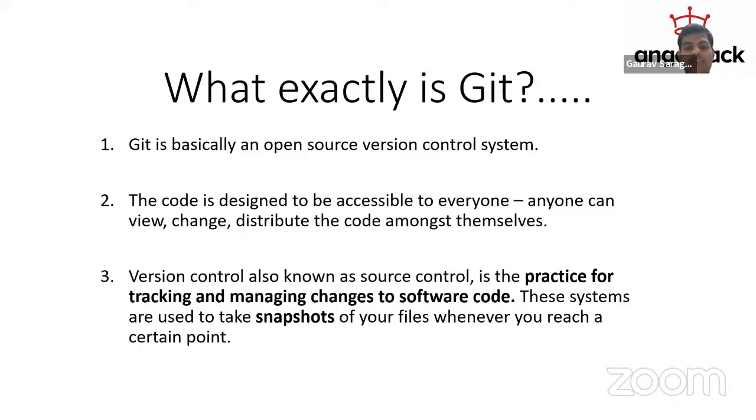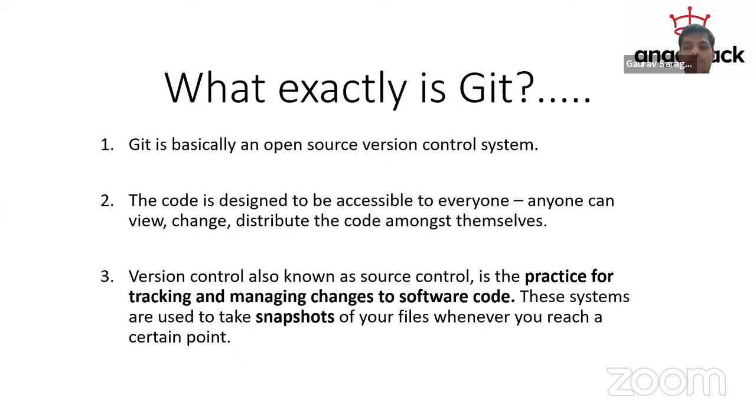And version control, also known as source control, is the practice for tracking and managing changes to software code, okay? And these systems are used to take snapshots of your files whenever you reach a certain point, okay? So what Git basically does is it takes a snapshot, a photo like this, okay? Like we take photos. I'm very sure that since I'm connected with a lot of you on Instagram and LinkedIn, I see a lot of people talking about photography and clicking photos of sunsets and sunrise and flowers and all such. So if you're thinking that if that snapshot is the same as this one, yes, you're absolutely right. The only difference is what I'll tell you later.